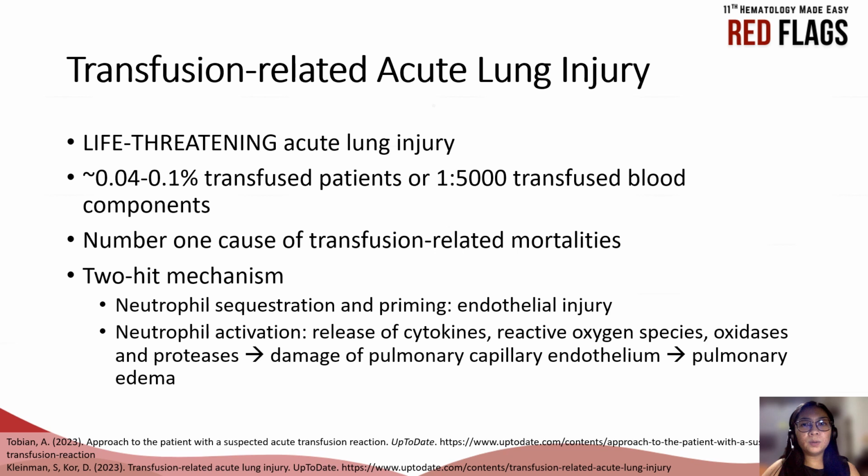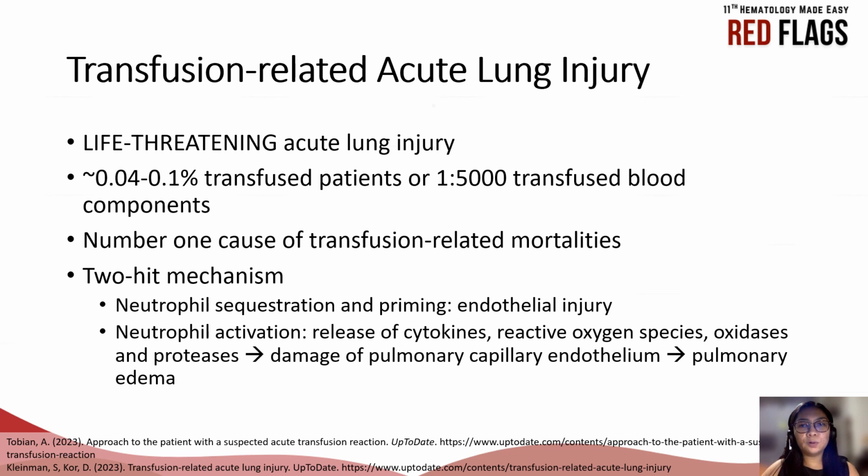It is the number one cause of transfusion-related mortalities. TRALI occurs when recipient neutrophils are activated by the transfused product in an appropriately primed pulmonary vasculature, and this is due to the transfused product having either anti-HLA or anti-neutrophil antibodies. The generally accepted theory for TRALI pathogenesis is that it occurs via a two-hit mechanism.